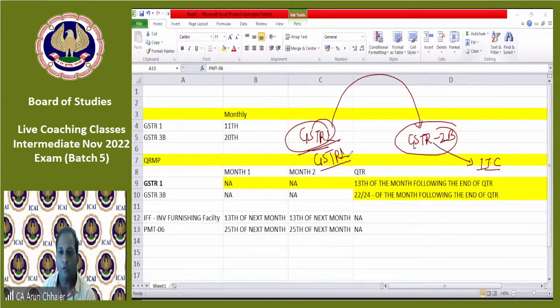When will it appear in my 2B? Only after the end of the quarter. So the problem is being created for the recipient, that I would be able to take ITC only after the quarter end. That is the big problem. That is the reason they have introduced IFF.